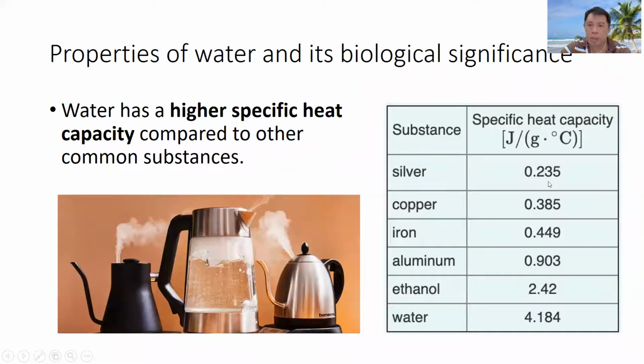These tables compare. Without comparisons we can't see how high the specific heat capacity of water is. From this diagram we can see the metals, silver, copper, iron, aluminum, then ethanol, and water here. By comparison with the others, we can see water has the highest specific heat capacity. But in the exam, we cannot say highest. We just say higher specific heat capacity compared to other common substances.